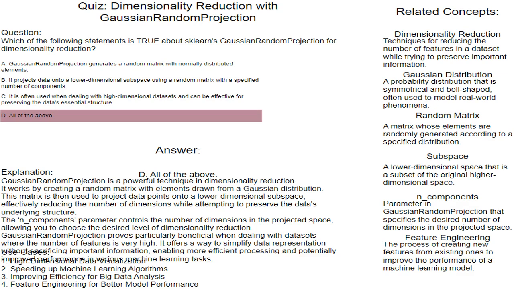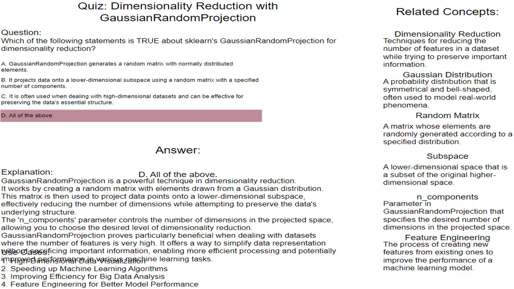Components: the parameter in Gaussian random projection that specifies the desired number of dimensions in the projected space. It determines how much dimensionality reduction is performed. Choosing the number of dimensions to reduce data to for better visualization or computational efficiency. Experimenting with different levels of dimensionality reduction to find the optimal balance between data compression and information preservation. Adjusting the components parameter to control the complexity of a machine learning model.